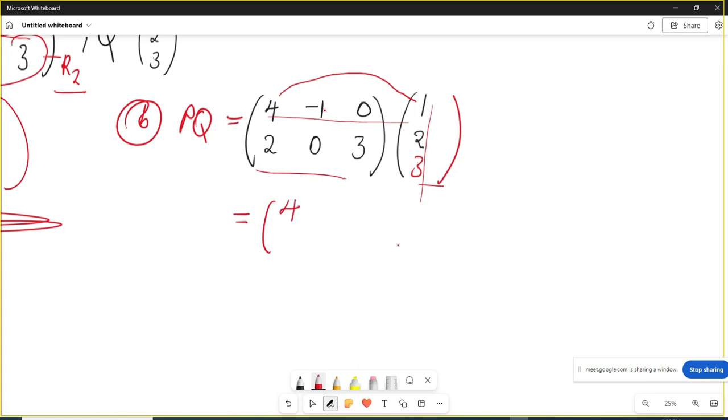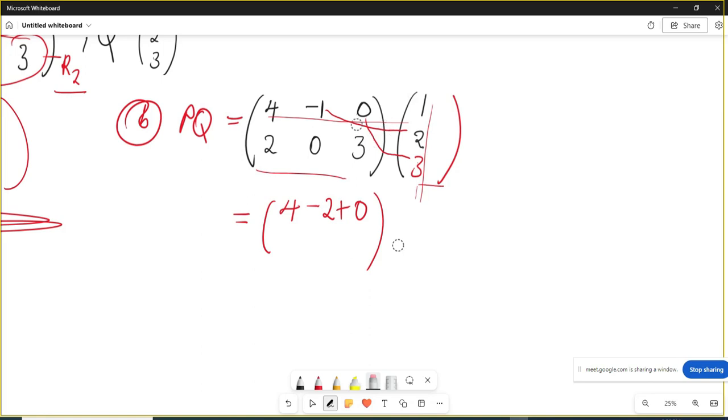Okay? So 4 times 1, you agree with me to say the answer is 4. Thereafter, we come to negative 2. Negative 2 times 2, you agree with me to say the answer is negative 2. Then we come to this 0. 0 times 3, the answer is 0. So I'll write like that. After multiplying the first row by the column in the second matrix, we'll now go to the second row and do the same. Okay?